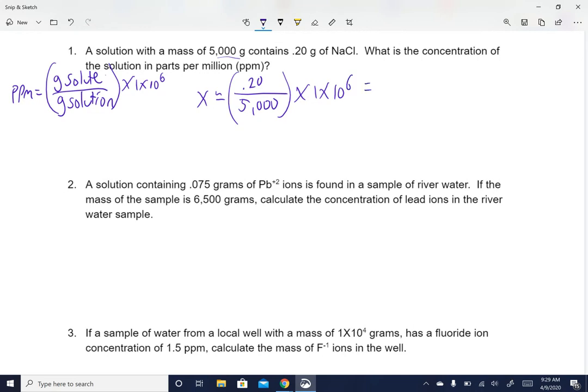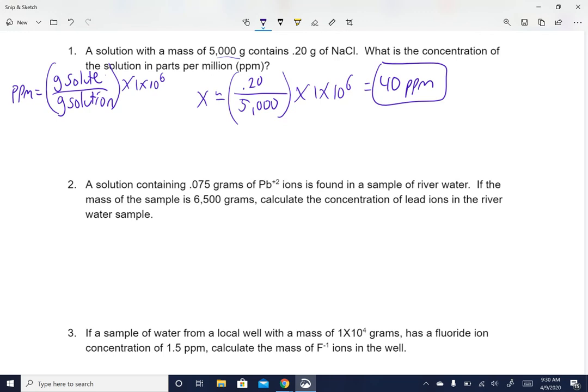So if we do that, we get 0.2 divided by 5,000 equals 0.00004 times 1 million. And I get 40 parts per million, which is really high for most things, but I made this up off the top of my head, and it's just salt. So if you had a salt solution, that's not the end of the world. It's not like it's lead or mercury or arsenic or something nasty. So anyways, that's the answer.